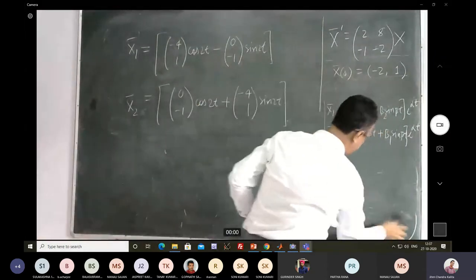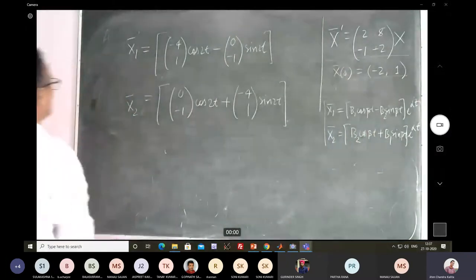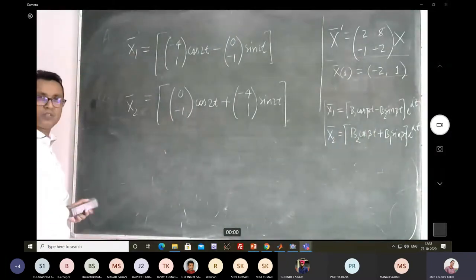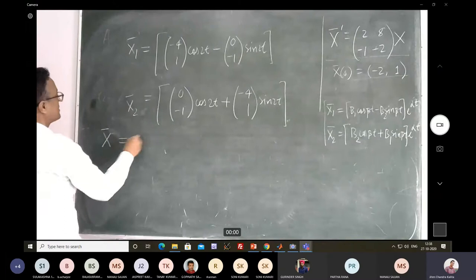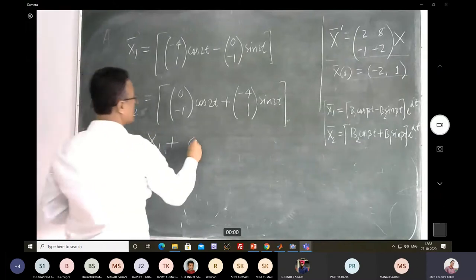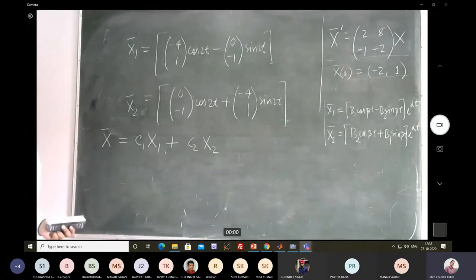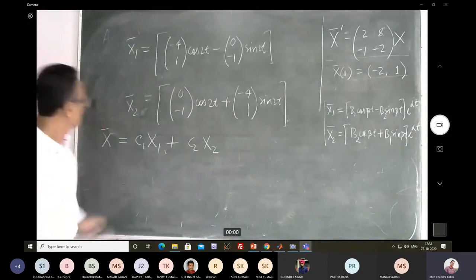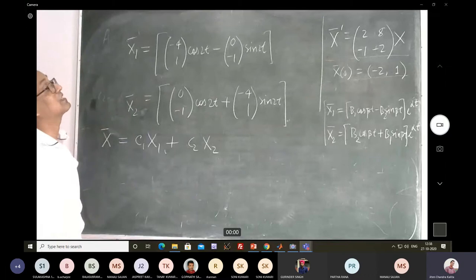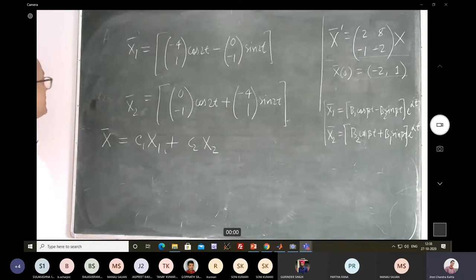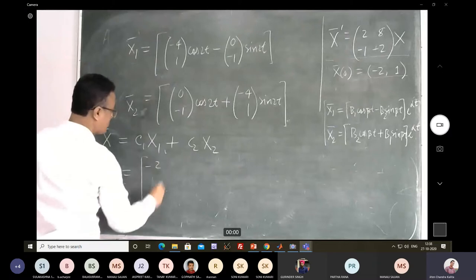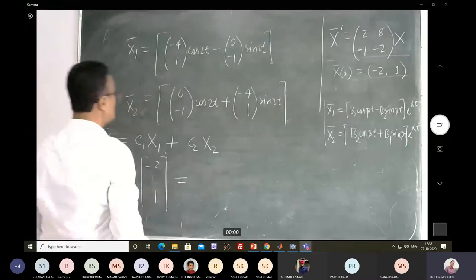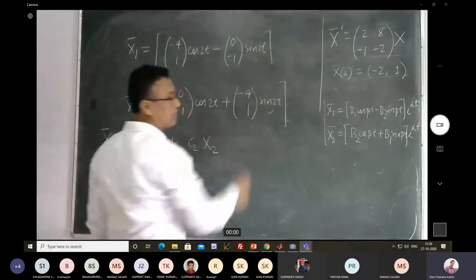Now you know that the general solution is, and of course these two are linearly independent, there's no doubt about this, so they form a fundamental set of solutions. That is why the general solution is given by c1 x1 plus c2 x2. Now I have to find the particular solution corresponding to that initial condition. So if I plug in x0 equal to (-2, 1), the sine part is going to give you simplicity.